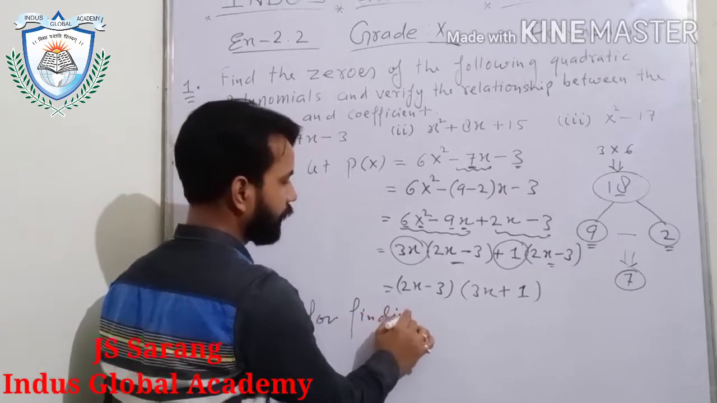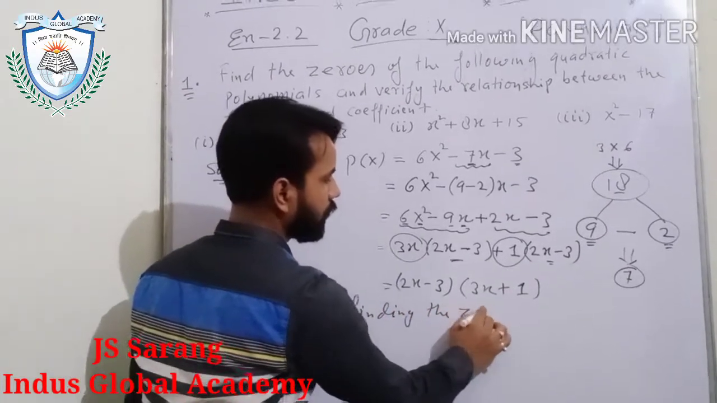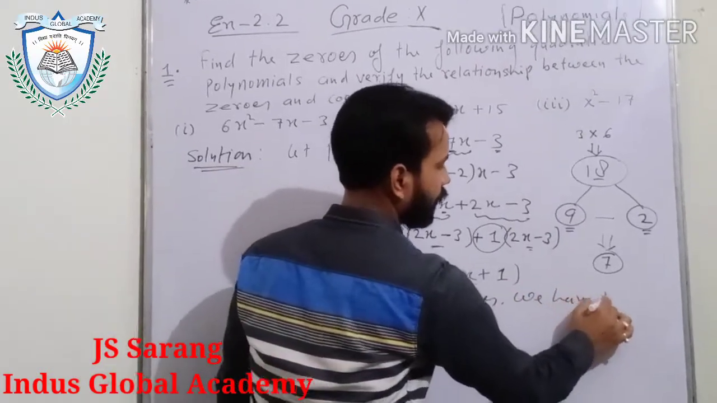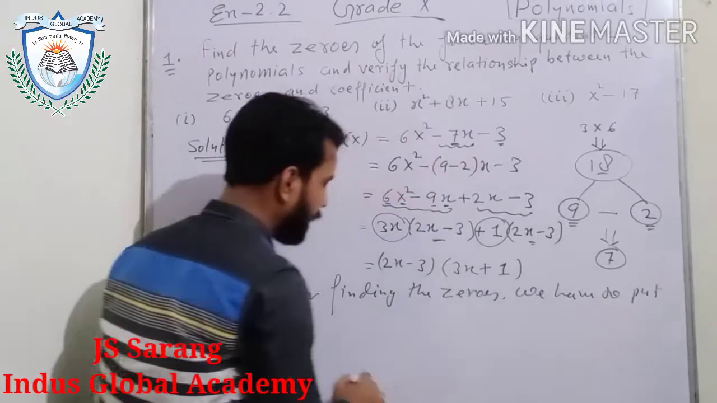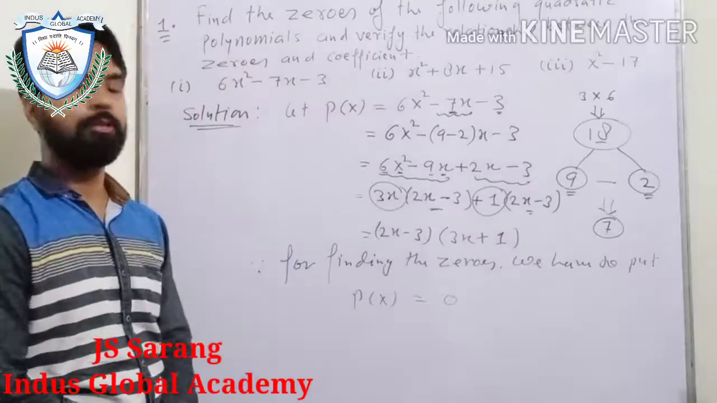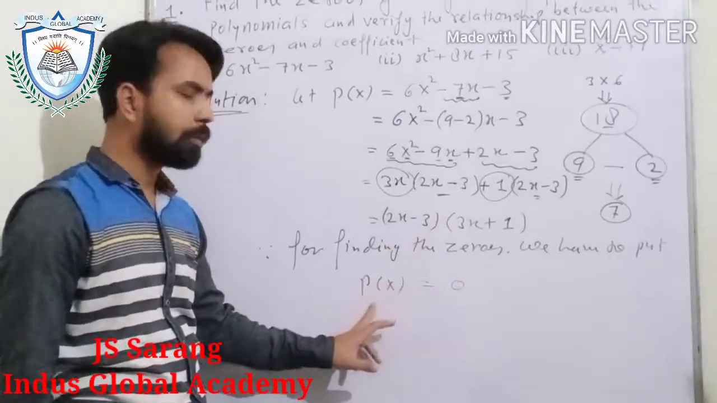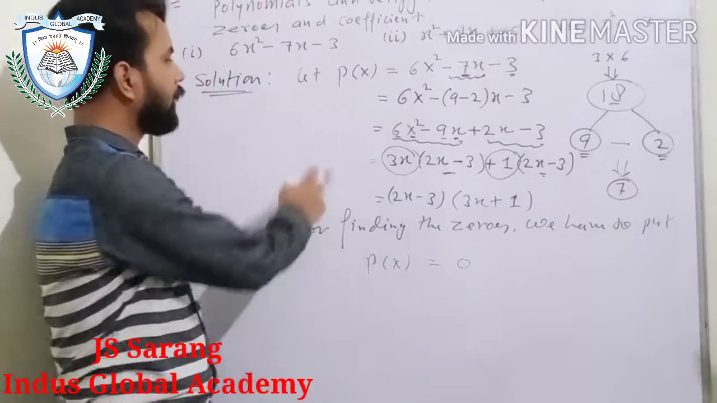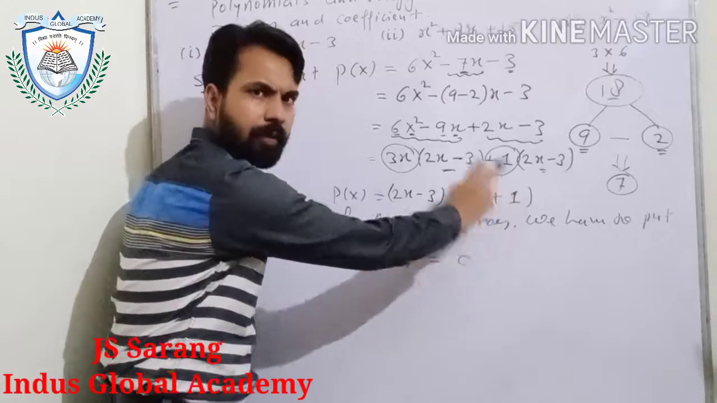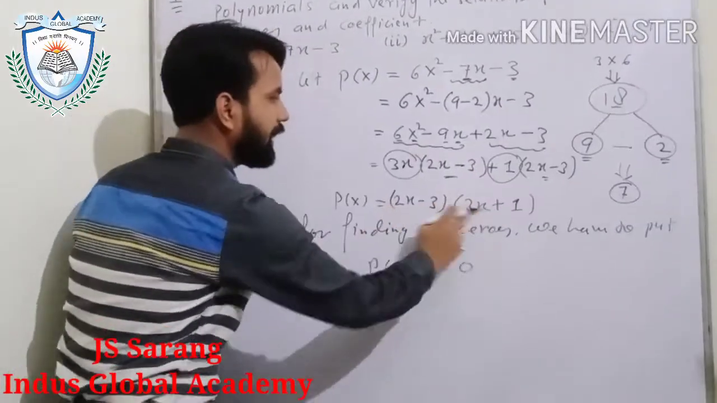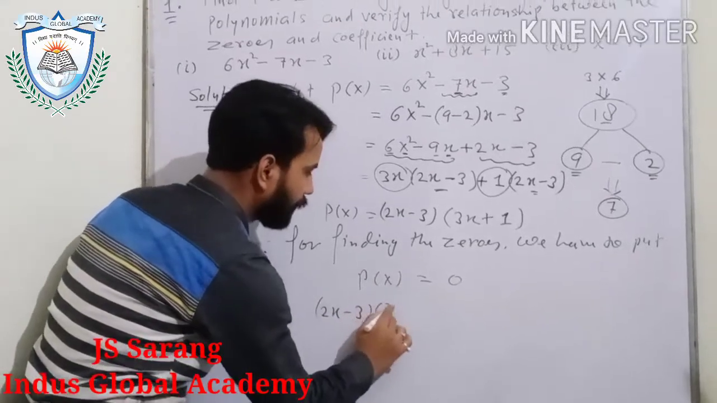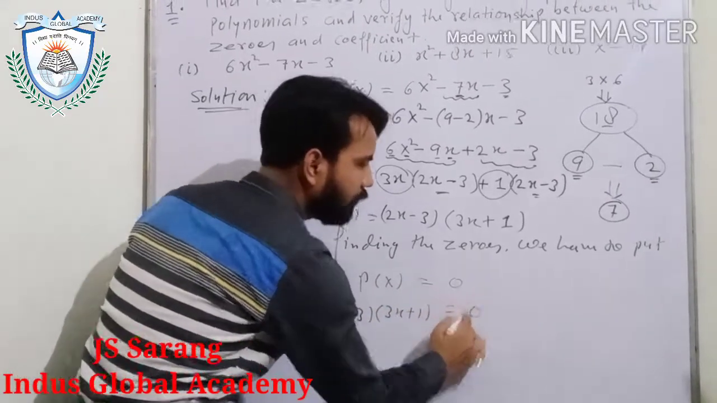for finding the zeros, we have to put p of x is equal to 0. If we want to find zeros, then we have to put p of x is equal to 0. But p of x is equal to 2x minus 3 and 3x plus 1. So in place of p of x, we can put these values. So 2x minus 3 and 3x plus 1 equal to 0.